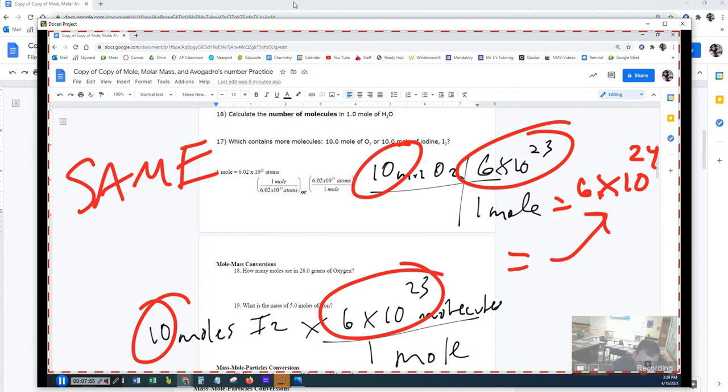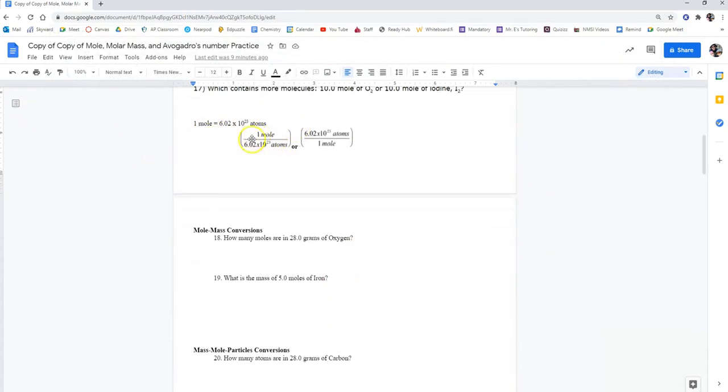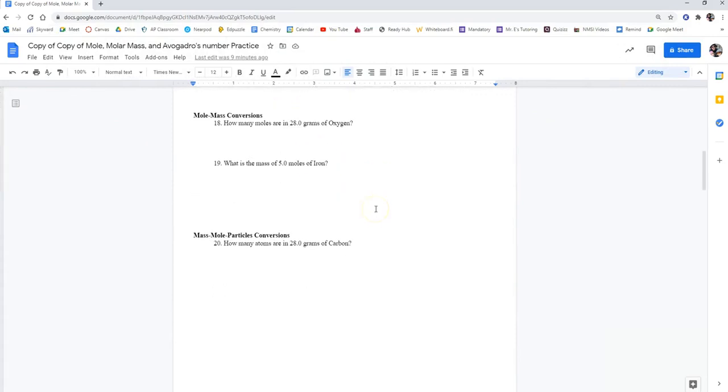Kind of like a dozen. If I had a dozen eggs, I would have 12 eggs. If I had a dozen calculators, I would have 12 calculators. So it doesn't matter what it is. A mole is a mole, a dozen is a dozen. A dozen is 12, you guys know that. A mole is 6 times 10 to the 23. Okay. What else? This is just a little thing here showing you the 2 conversion factors to use Avogadro's number.